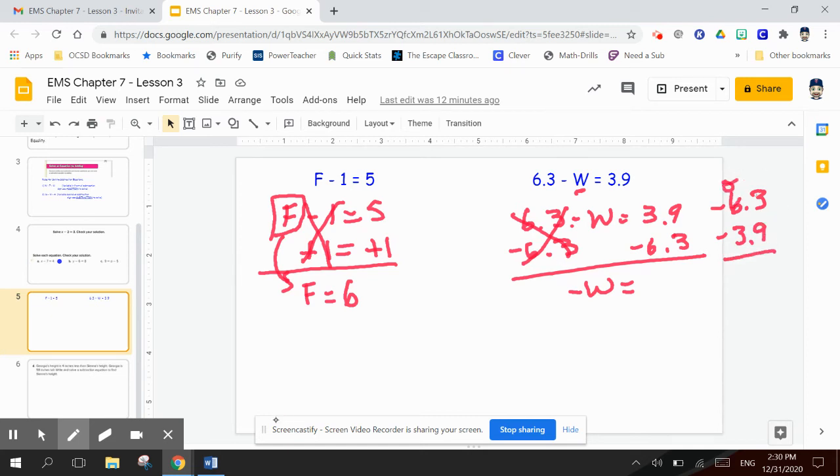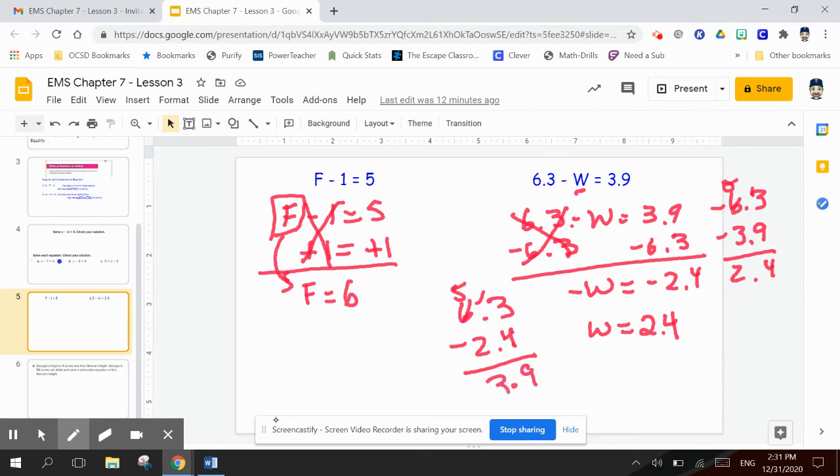And I get 2.4, a negative 2.4, the opposite. So the opposite of w equals the opposite of 2.4. Therefore, w equals the opposite of this, which is 2.4. And if I practice and I check, 6.3 minus 2.4, regroup, 13 minus 4, 12, 11, 10, 9. Decimal, decimal, decimal. 5 minus 2 is 3. I get the same answer as up here, so that's okay.